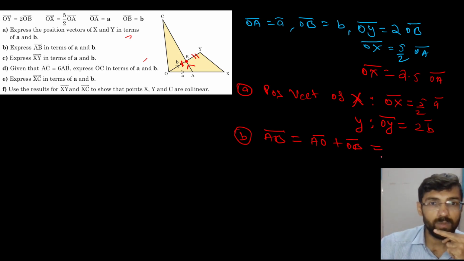So what is AO? OA is A vector, and AO is the opposite, so I will represent it with minus A, and OB is nothing but B. So minus A plus B. That's it, part B is done.